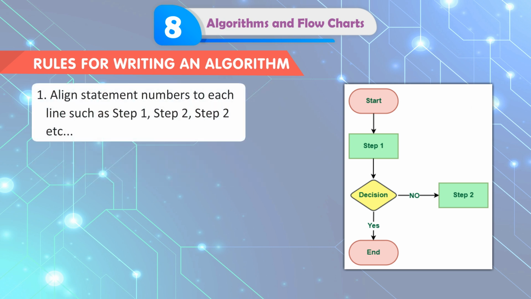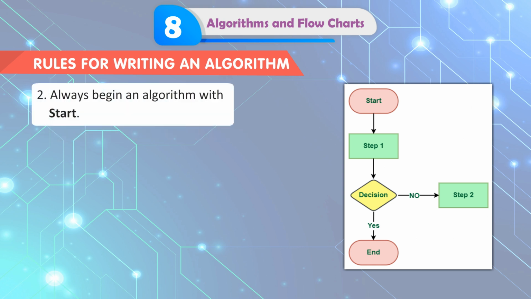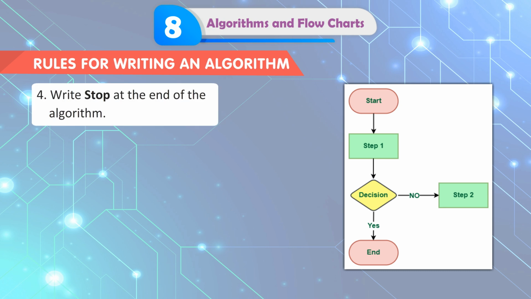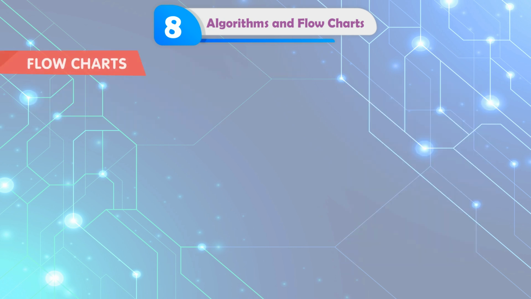1. Assign statement numbers to each line, such as Step 1, Step 2, Step 3. 2. Always begin an algorithm with start. 3. Write each instruction in a separate line. 4. Write stop at the end of the algorithm.